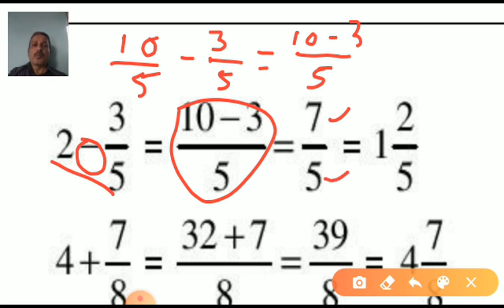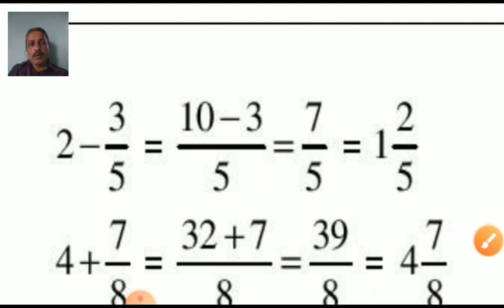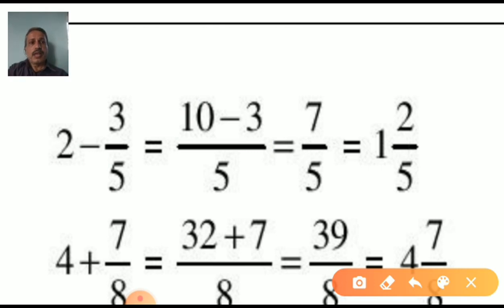Is it a proper fraction or an improper fraction? The numerator is bigger than the denominator. Yes, it is an improper fraction. Shall we make it into a mixed number? I want to teach you how to make a mixed number from an improper fraction. Very simple.